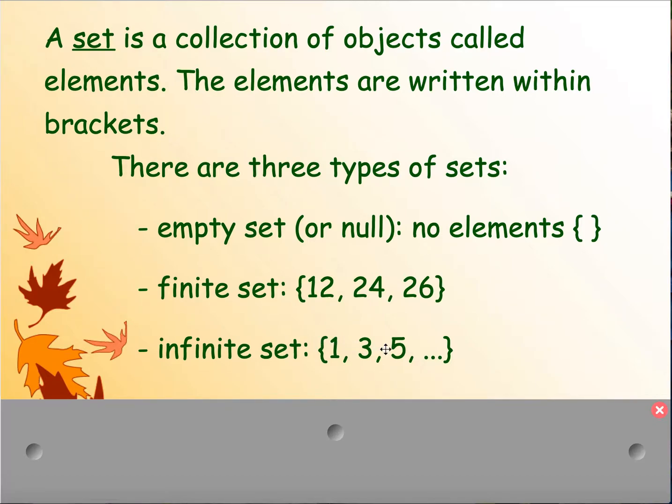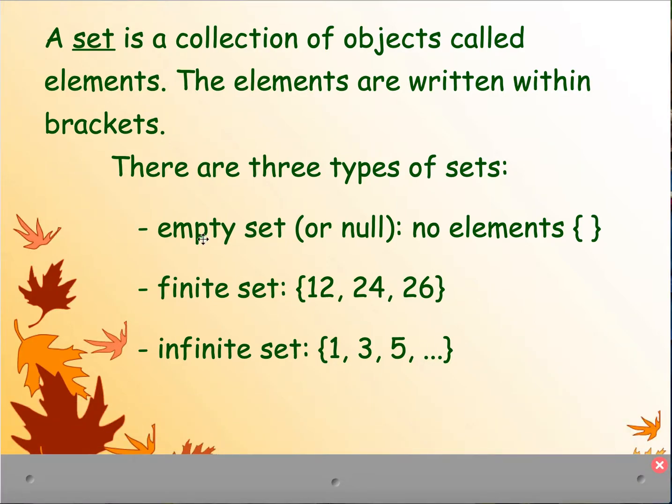Like here, we can see this looks like odd numbers starting at 1, so it looks like odd natural numbers, and the dot dot dot is called an ellipsis. That means that the pattern continues on forever. So the next numbers would be 7, 9, 11, 13, 15, and so on and so forth.